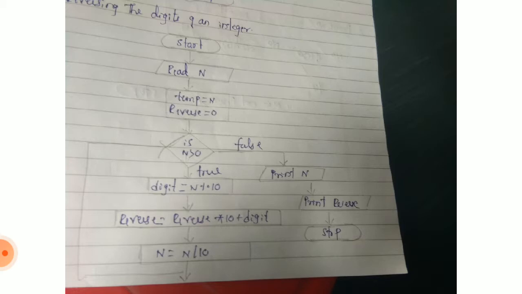So first start, read n, temp is equal to n, reverse equal to 0, is n greater than 0? If it is true, digit, reverse, and n, then moving to the condition. If it is false, print n, print reverse, and stop.